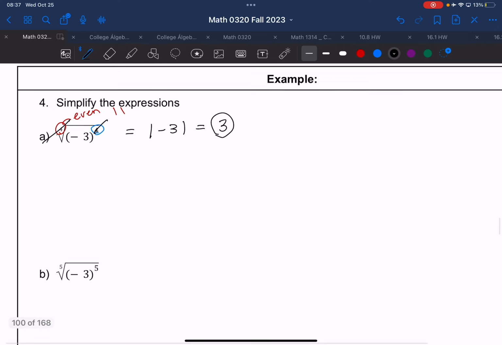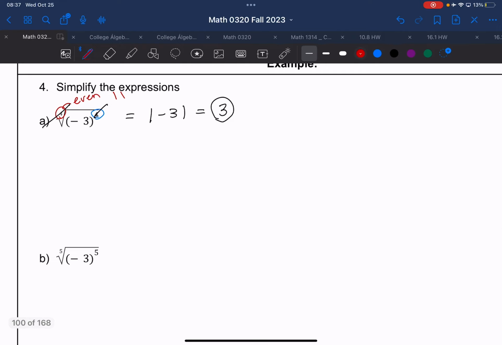Okay. What about part B? Is that nth root even or odd? It's odd. So are we going to have the absolute value bars? No. Does our problem here have the same nth root as the exponent? So it cancels and we're left with what as our answer? -3. This time we leave it as -3 because our nth root was odd. So we're just checking even versus odd.